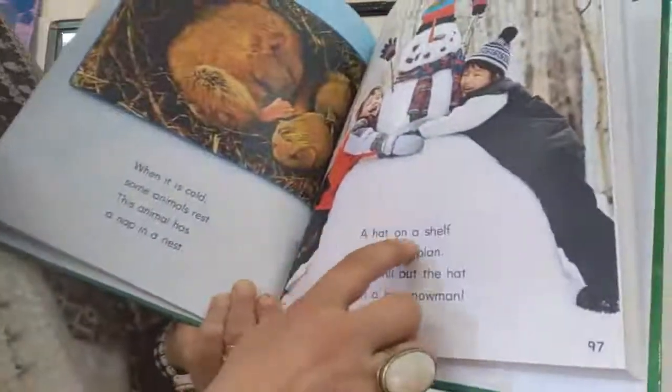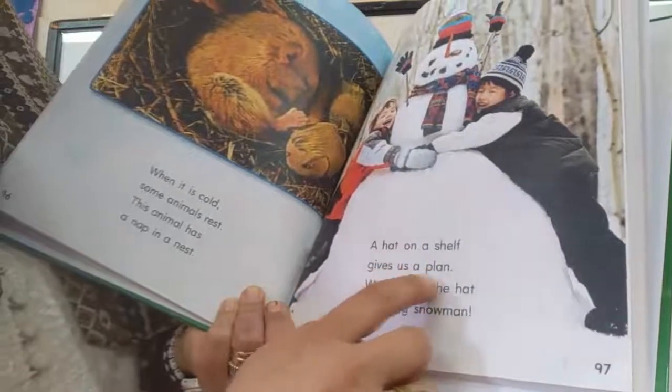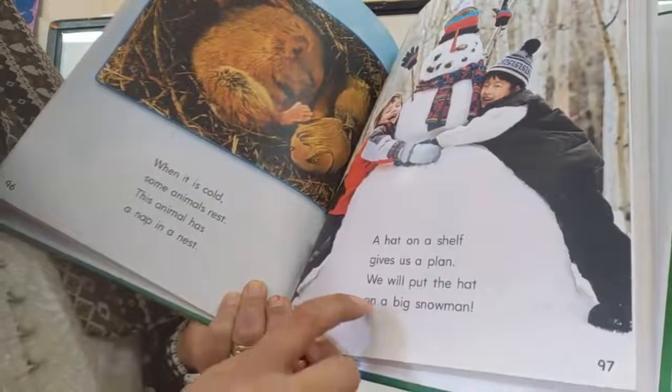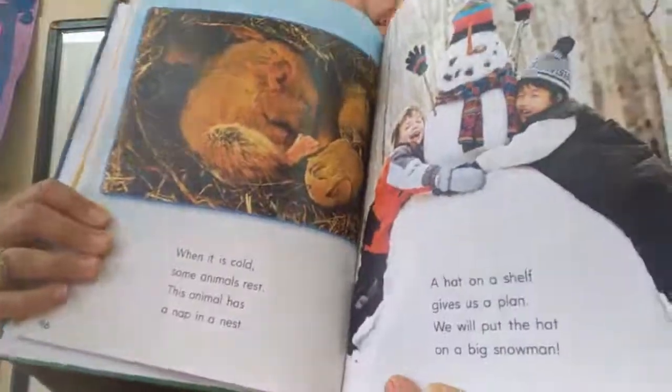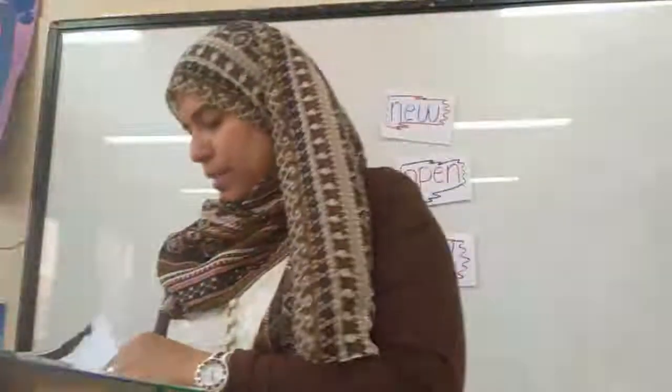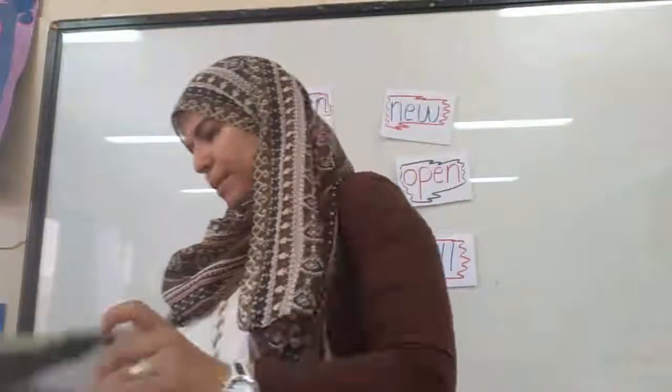Then, a hat on a shelf gives us a plan. We will put the hat on a big snowman. Also the places or the countries that have ice or snow, they can make shapes like the snowman. And I have also two rhyming words, plan and snowman.